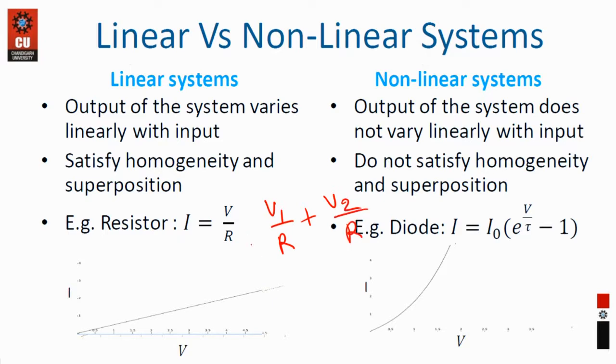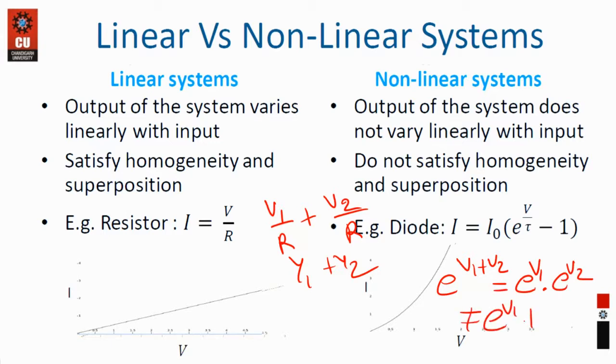So you will clearly see that this will be equal to y1 plus y2. But in this case, if I write my output as v1 plus v2, then e to the power of (v1 plus v2) will be equal to e to the power v1 into e to the power v2. This is not equal to e to the power v1 plus e to the power v2. So it's a short non-linear system.